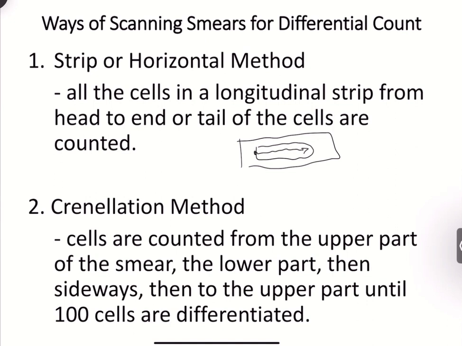Then the crenellation method: the cells are counted from the upper part of the smear, the lower part, then the sideways, then to the upper part until 100 cells are differentiated. So your crenellation method, counted from upper part, lower part, side, side, and so on until you reach 100 count of the cells. Why 100, sir? Because we are looking for percent. That's why 100 cells are counted.